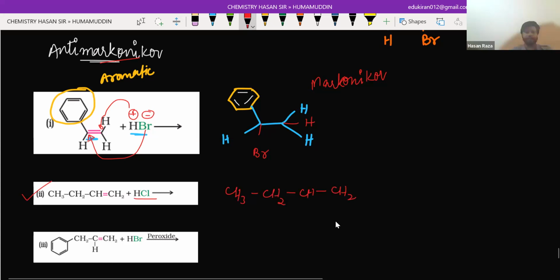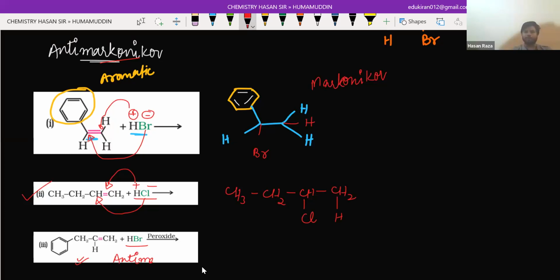The next reaction you can see, this is also an asymmetrical hydrocarbon, but it reacts with HBr in the presence of peroxide, that makes it anti-Markovnikov. Now you can see if it is anti-Markovnikov, negative part will go to that carbon which has greater number of hydrogen, and positive part will go to that carbon which has lesser number of hydrogen.